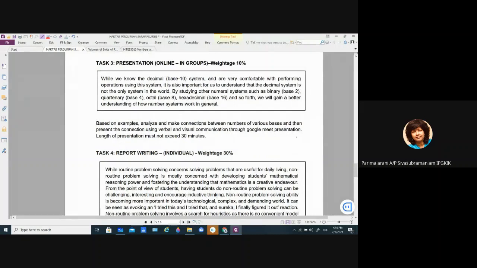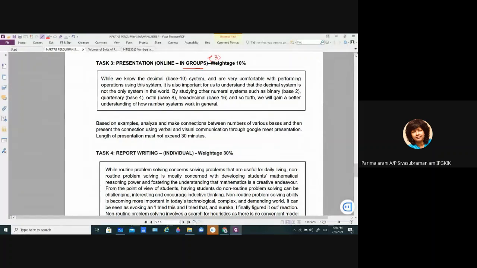Task 3 is a presentation task, which you will do in groups. Okay, groups maximum 3 persons. You can have less than 3, but better if you have 3 lah. Weightage for this task is 10%. Okay, so let's look at the scenario first.